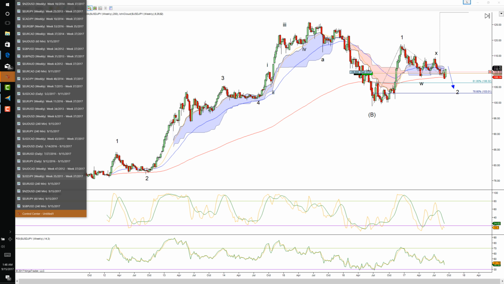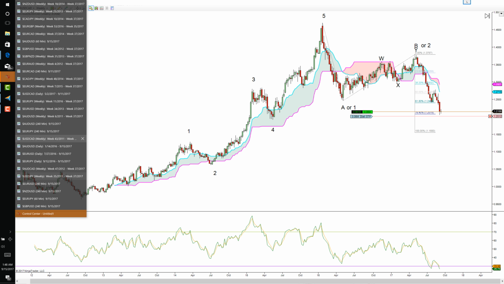I've already got stopped out of the Aussie. I'm actually only up 10 pips on the CAD. I was up a little bit more, but not anymore.